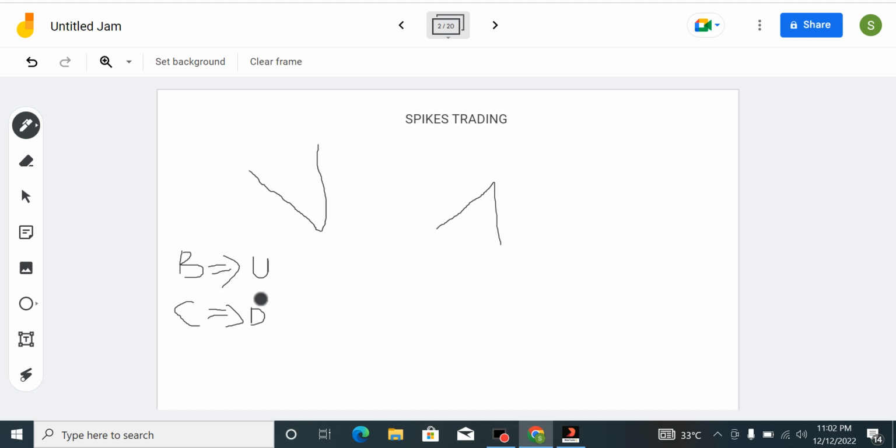Okay, you have more of it happening around then. Then another thing you need to take note of is that for boom, spikes usually happen from the support zone, while for crash, they usually happen from the resistance zone. So you need to take note of all these.